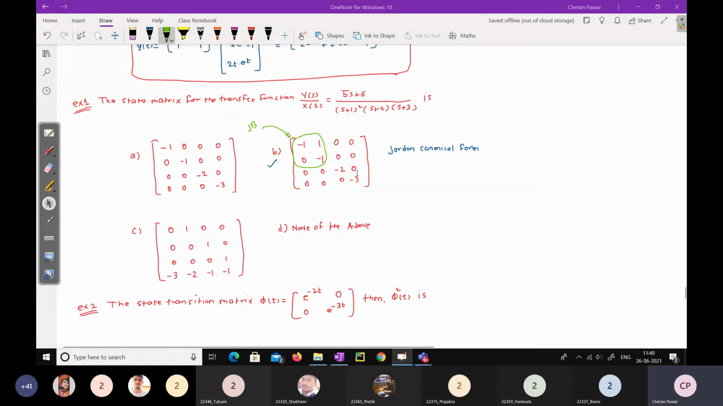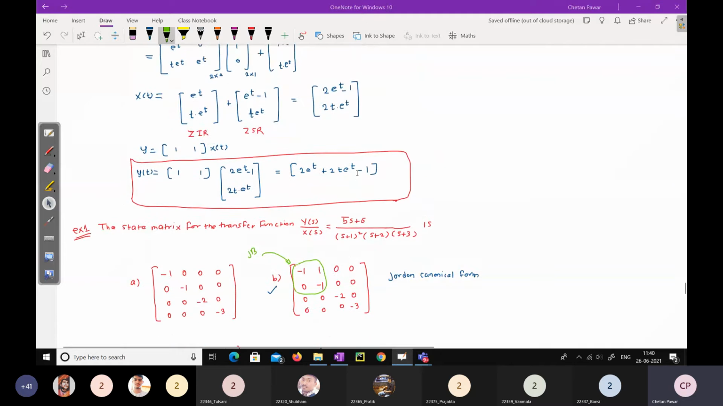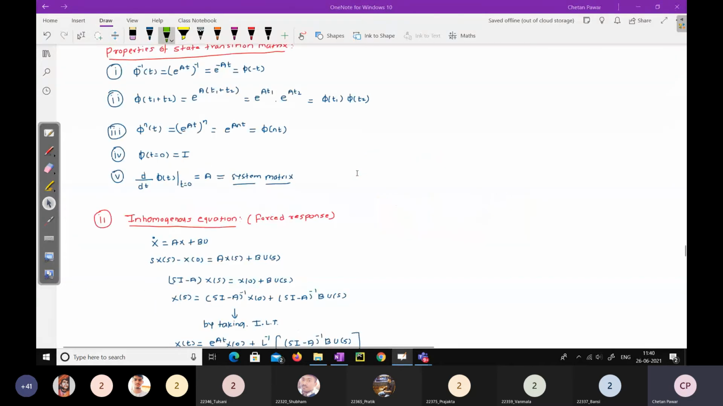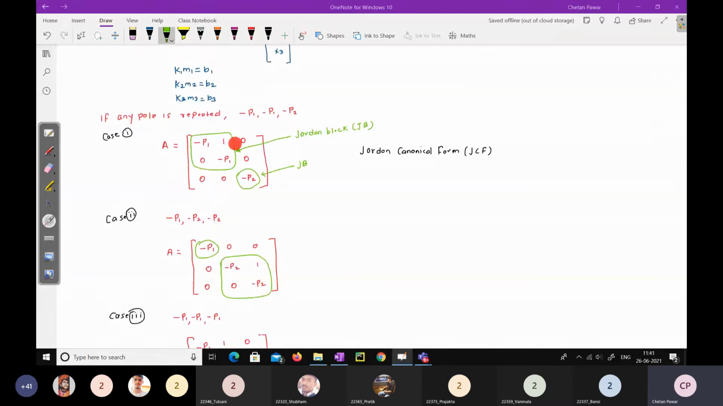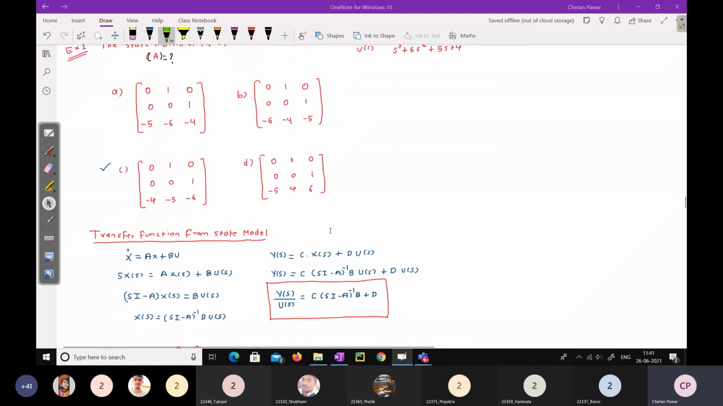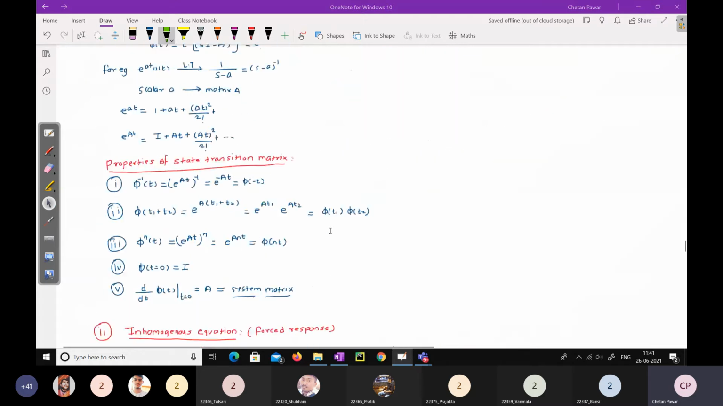In the previous lecture we have seen Jordan canonical forms like this way, different cases. If there are repeated poles, how we represent that block? That thing only we have applied there.